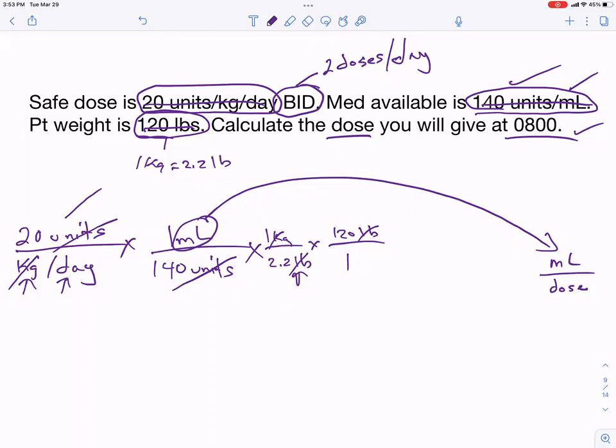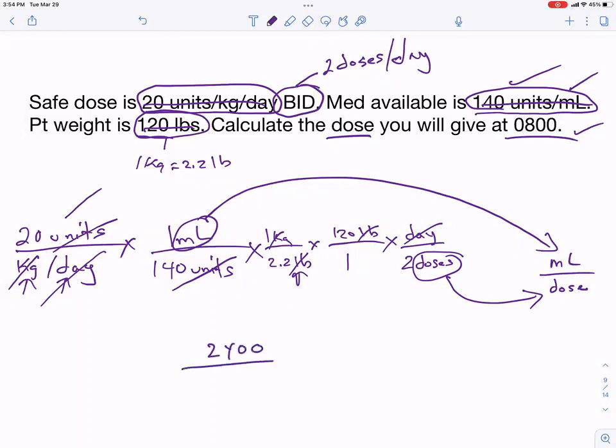I got to get rid of day. Well, every day, there's 2 doses. That gets rid of the word day, and I have dose. My problem is done. I've gotten rid of all of my unwanted. I'm left with my wanted, and now it's just math. 20 times 1 times 1 times 120.